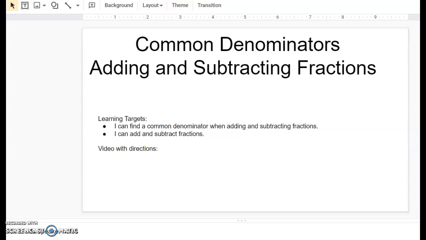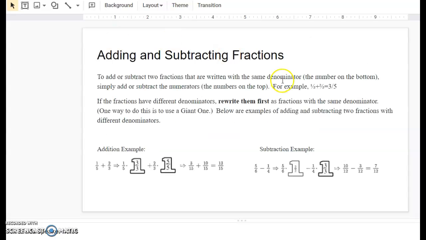Here's a look at today's assignment, which is on finding common denominators for adding and subtracting fractions. Learning targets are: I can find a common denominator when adding and subtracting fractions, and I can add and subtract fractions.